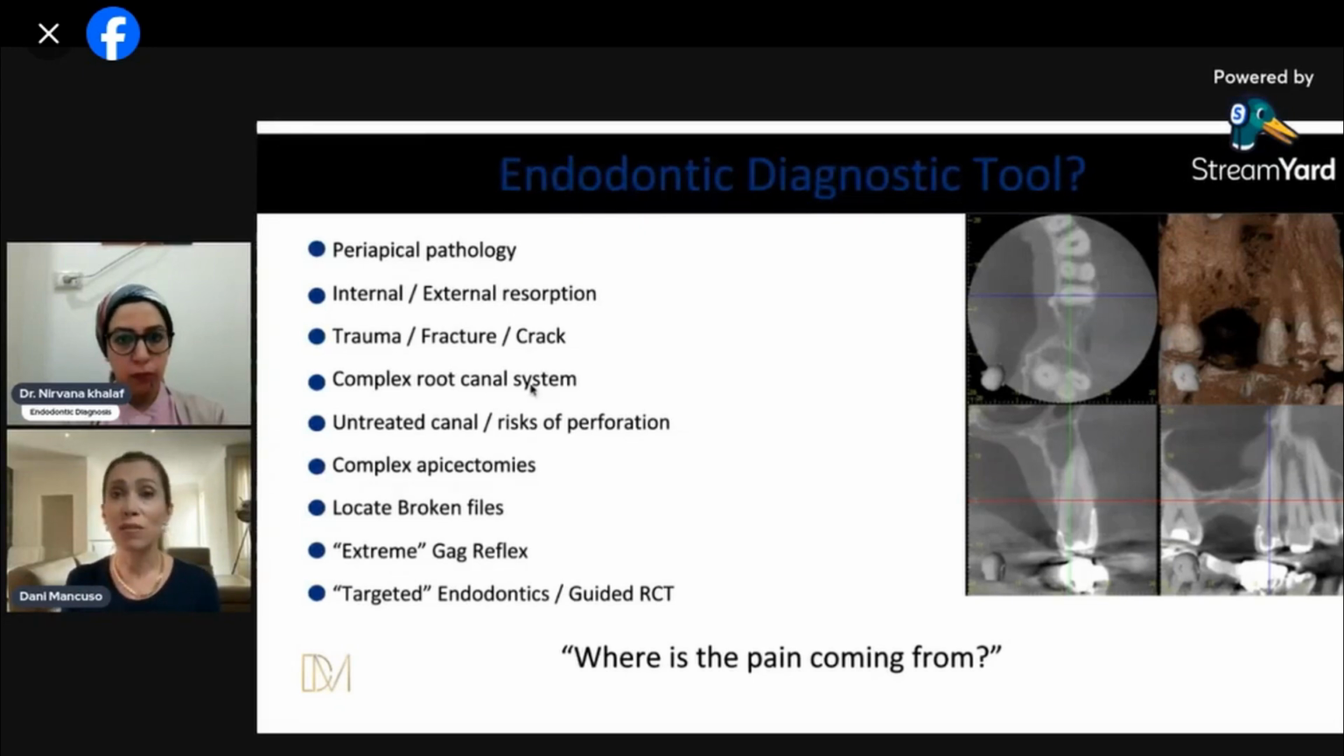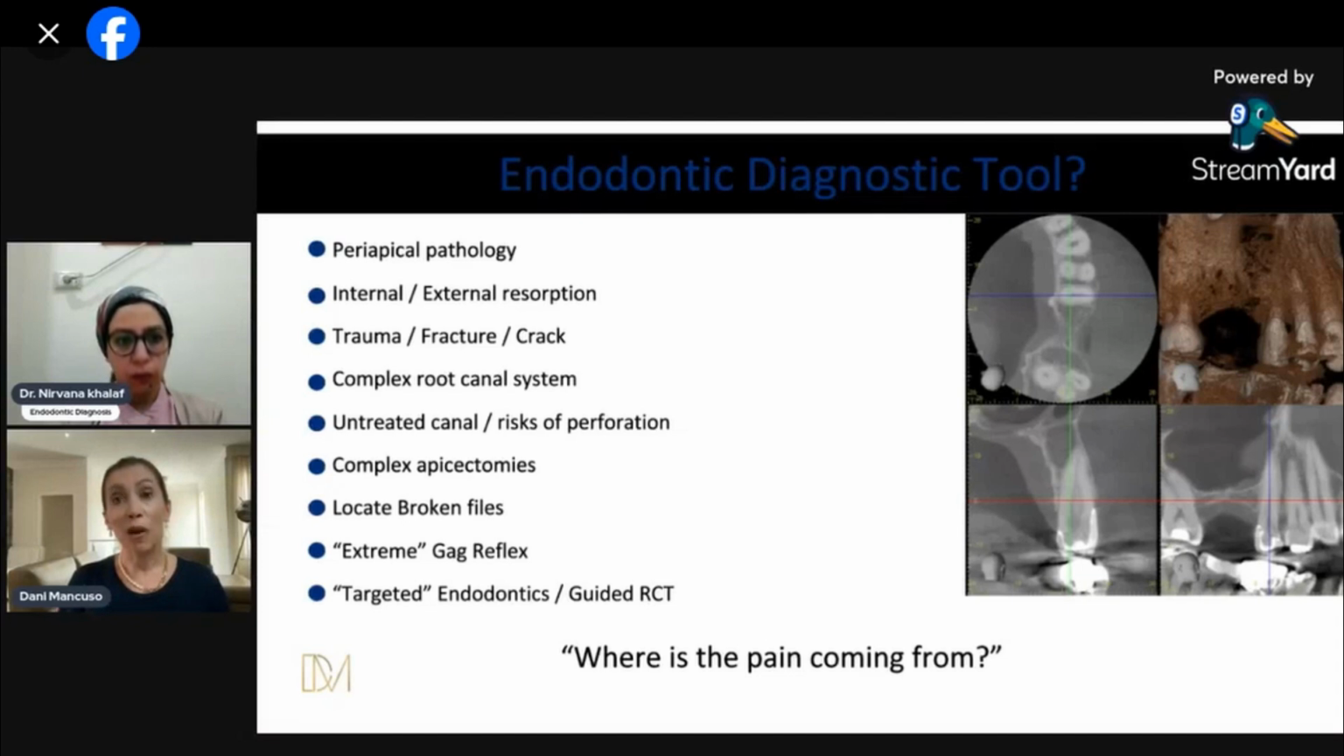Complex root canal system. If there are several canals that you don't know exist, you will be able to see or understand more with the CBCT. Untreated canals, or any risk of perforation: you are going in one direction and then eventually you notice that it's not exactly that way. So you can confirm on the CBCT where you are and find where the canal is. Locating broken files is very useful because in the past we used to just go and try to remove the file. If you can't remove it, you try to bypass.